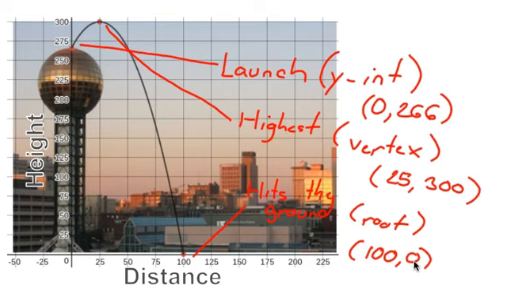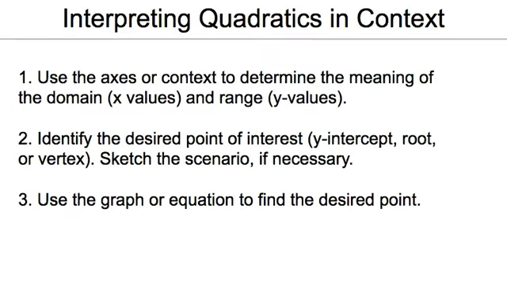And this is what we're going to do. We're going to look at these quadratic functions either as a graph or as an equation and look at finding the y-intercept, the vertex, the roots, and seeing what that means in the context of the situation. So here are our key steps to interpreting these quadratics.